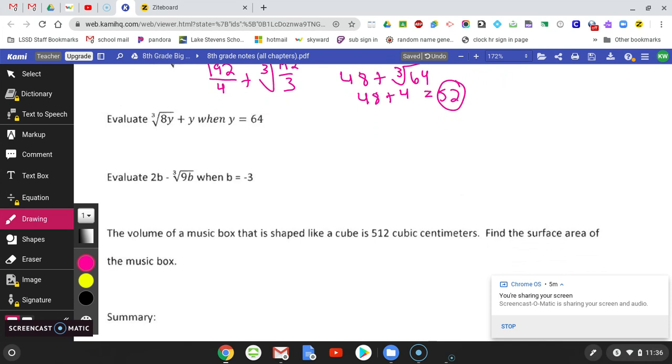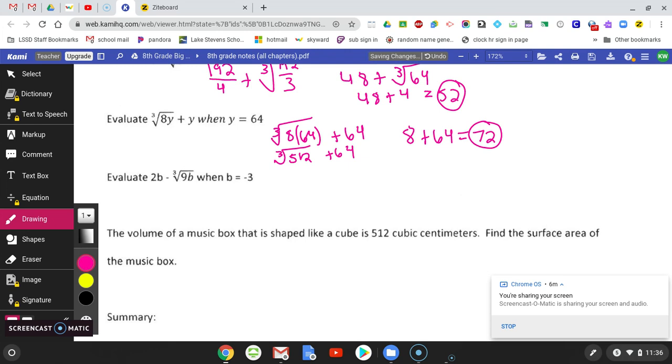All right, so we have the cube root of 8 times 64 plus 64. All right, so 8 times 64 is 512, which means I have the cube root of 512. The cube root of 512 is 8, because 8 times 8 times 8 is 512. And then I'm going to add my 64 to it, which gives me 72.